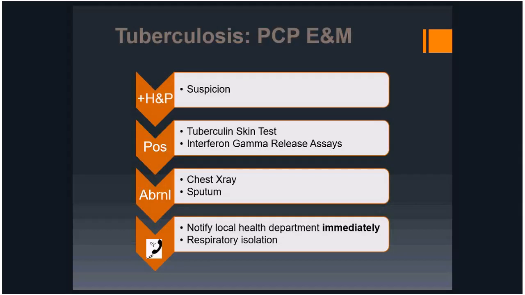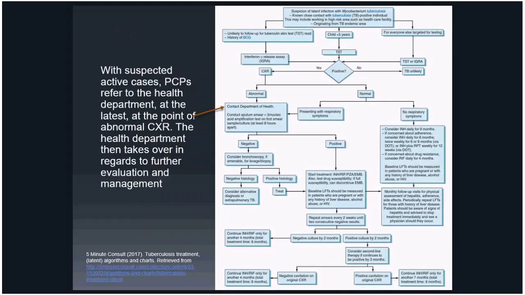With regards to what you would be doing in primary care, when you suspect that someone has tuberculosis, you would be doing the appropriate testing, be it the TB skin test or the IGRA. You would be sending them for a chest x-ray with the mask on, and also possibly getting a sputum sample. You would have them go home and quarantine themselves and notify the health department immediately, and that is the respiratory isolation component when I mention quarantine. So those are the things that you would do as a primary care provider.